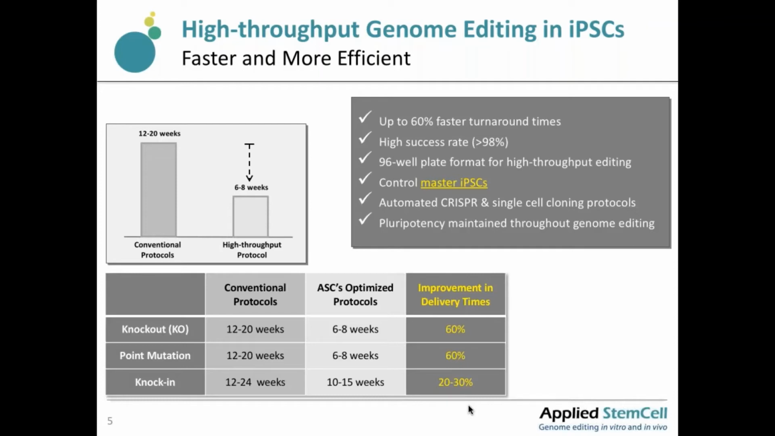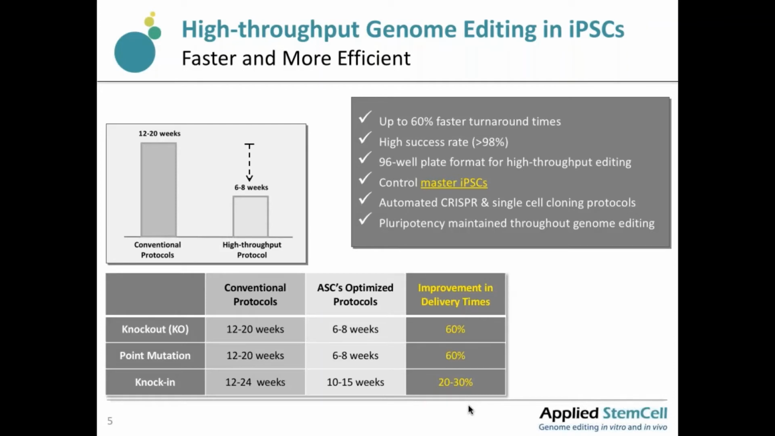And we do it in 96-well plate format for high throughput editing. So we can manipulate many cell lines simultaneously in parallel. And then we also have our control master iPS cell line that we can use as a control line to make sure our systems are working in optimal condition. And we have SOP for this automated high throughput process.